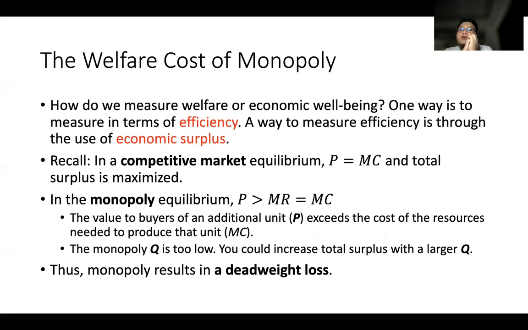Remember, in a competitive market, price equals marginal cost, and the total surplus is maximized. But in the monopoly equilibrium, price is greater than marginal revenue, which equals marginal cost. So the value to the buyers of an additional unit exceeds the cost of the resources needed to produce that unit. The monopoly quantity is too low. You could increase total surplus with a larger quantity. Just review the previous discussion on why doing so increases total surplus. Thus, monopoly results in a deadweight loss.